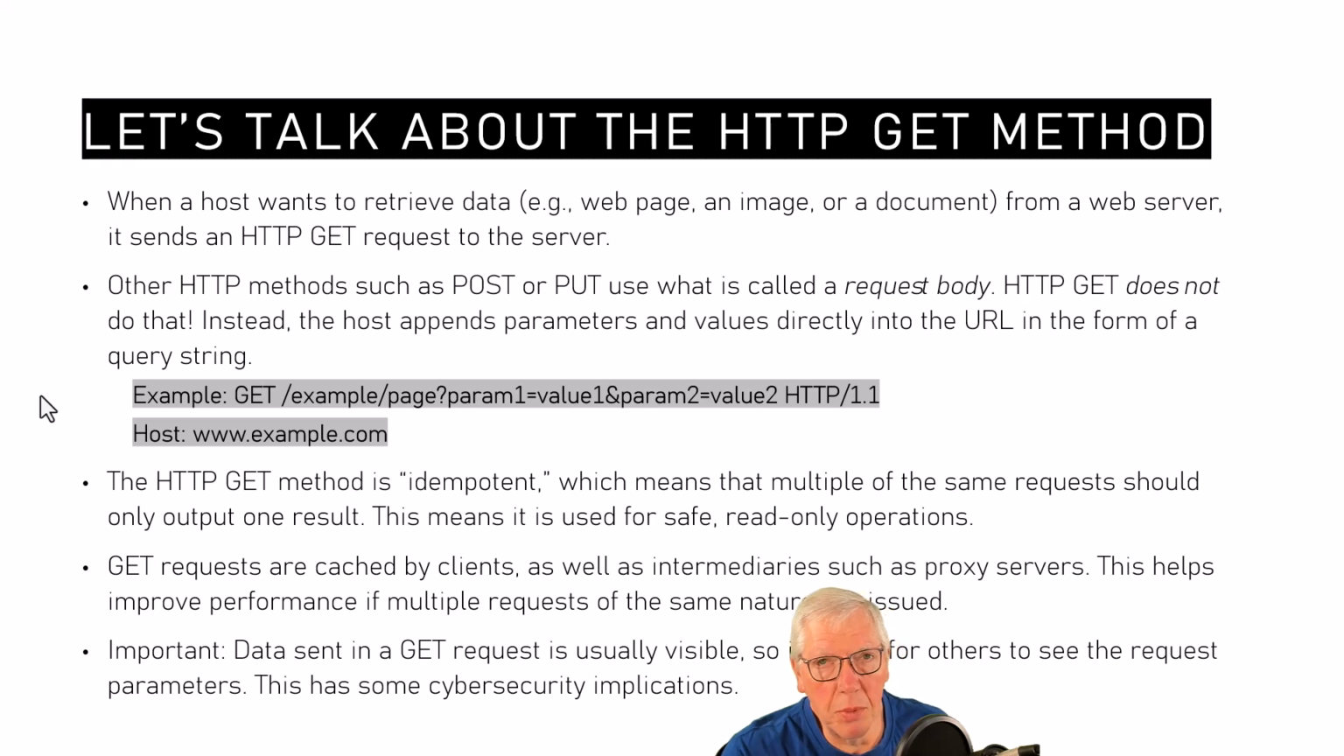Instead, what happens is you post your parameters to the GET method directly into the URL, and then you issue a query string. Here's an example of it on the screen in the dark gray. It says GET, and then you have the URL where it's supposed to go. So in this case, we're going to go to example page question mark param1 equals value1 and param2 equals value2. Then we tell it that this is HTTP/1.1, and then we tell it the host name, Host: www.example.com in this case.